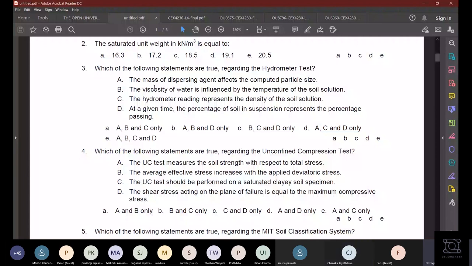In finding the density correction, we take a temperature reading and a density reading from the control solution. If you remember the practical, you all know this. So it affects the percent passing, not the particle size. Statement A is wrong, so you can remove the options which contain A: option A, option B, option D, and option E. The only remaining is option C. So the answer for this question is obviously option C. In your examination, you can just mark C and move to the next question. We'll quickly go through the other options.